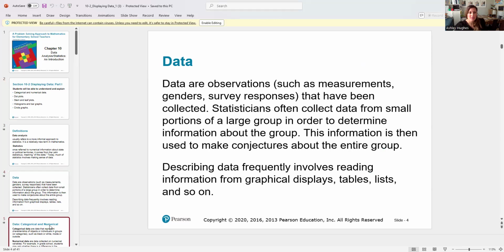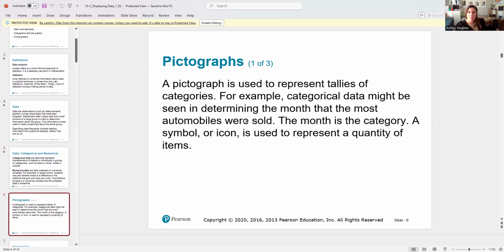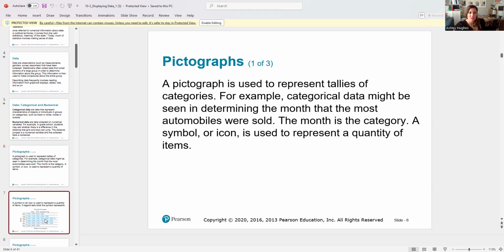So we're going to basically look at the data. Let's jump in. A pictograph is used to represent tallies of categories. For example, we might see the month where most automobiles are sold. The month is the category, and a symbol or icon is used to represent the amount.